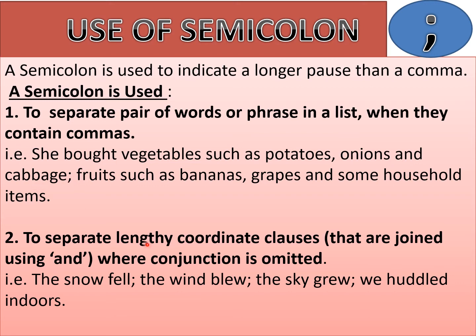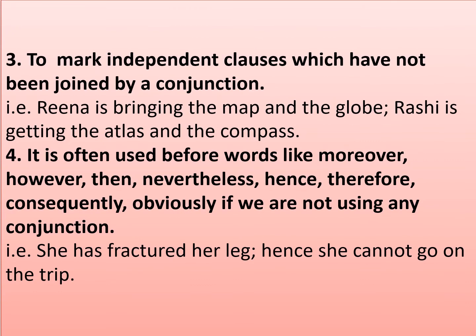The next rule is whenever we have two or more coordinate clauses and we are not using a conjunction in between, how will you join them? We will join them using a semicolon. Earlier I told you how to join coordinate clauses using a semicolon, but the condition is that no conjunction should be used. In the same way we will learn how to join independent clauses using a semicolon.